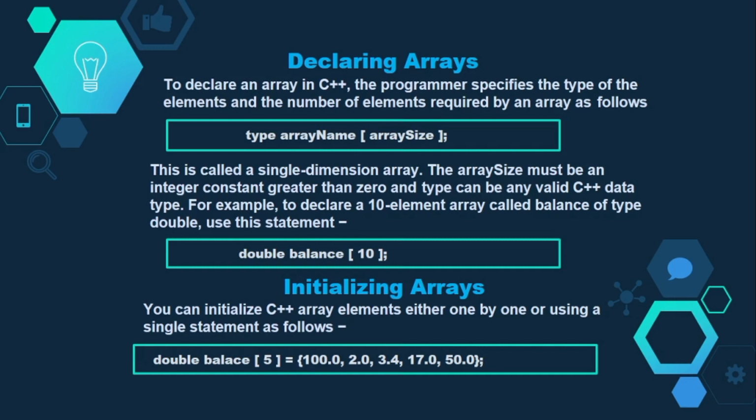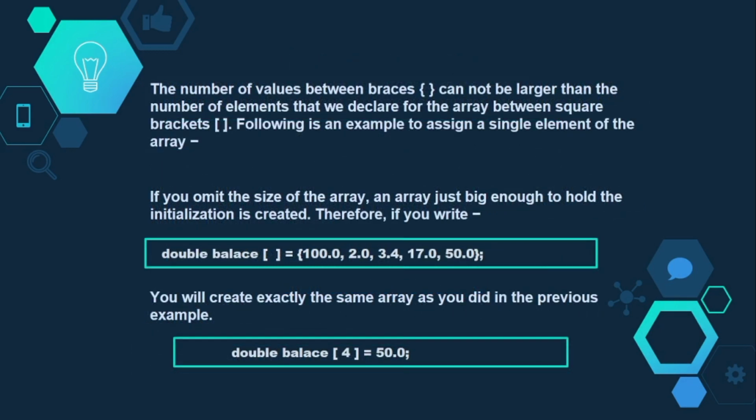Initializing arrays. You can initialize C++ array elements either one by one or using a single statement as follows, just like this. Another example of initializing arrays: double balance, and of course, the elements are inside of it. And inside of the braces are the values of these 5 elements. The number of values between braces cannot be larger than the number of elements that we declare for the array between square brackets.